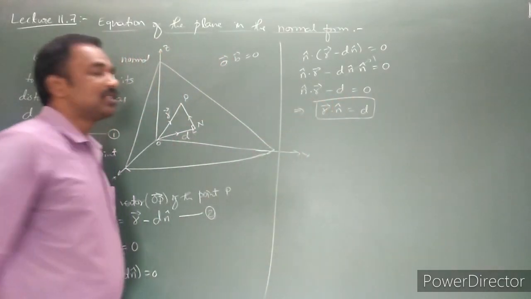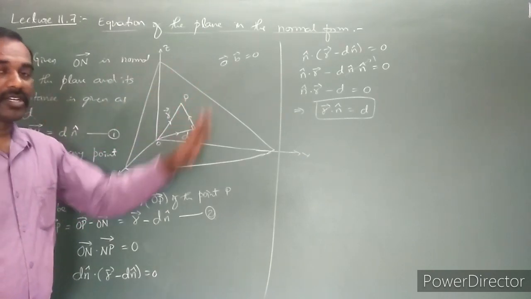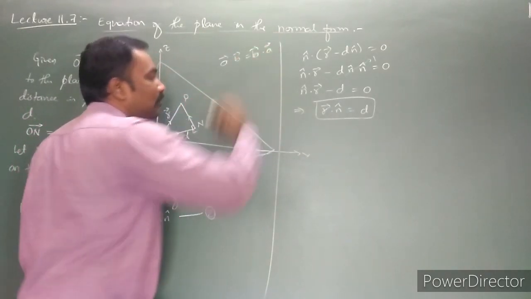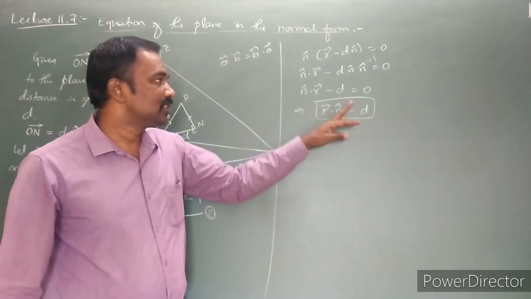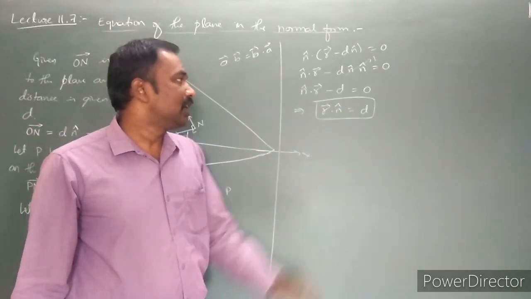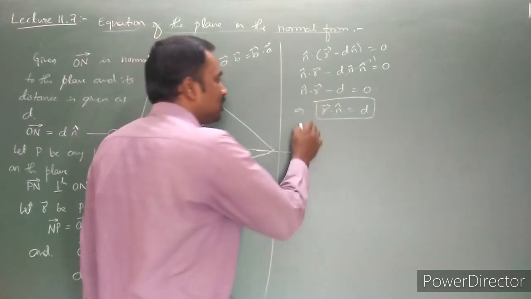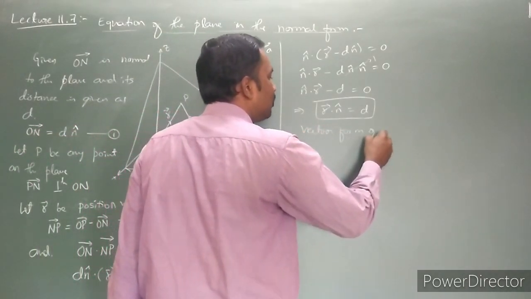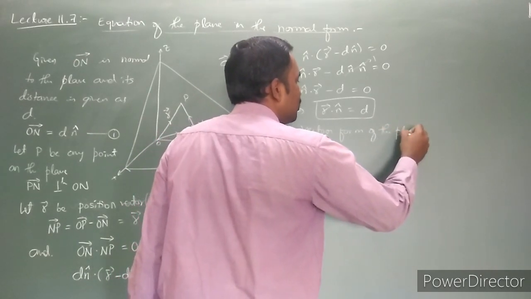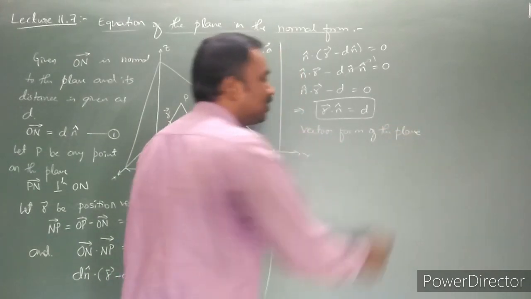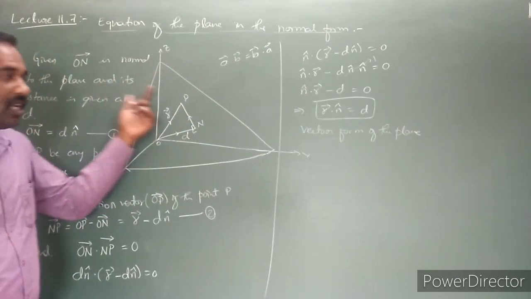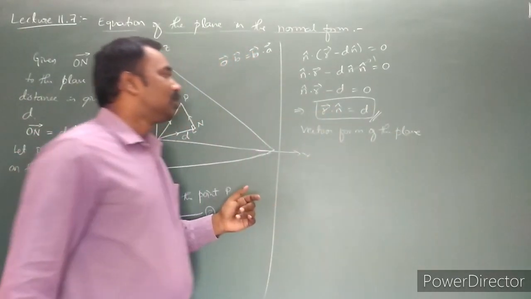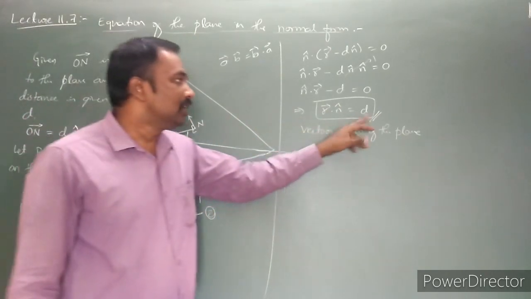r bar dot n cap is equal to d, because the dot product of two vectors satisfies the commutative law. So I just interchange, nothing to worry about. r bar dot n cap is equal to d. This is the required vector form of the plane in normal form. That is, r bar dot n cap is equal to d.